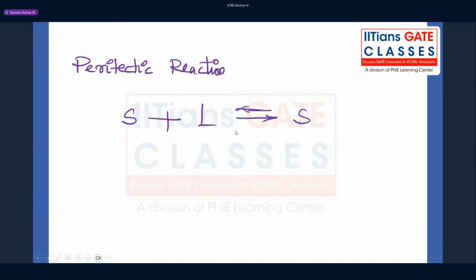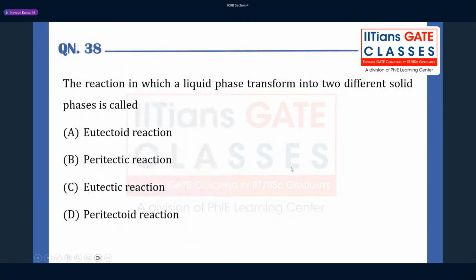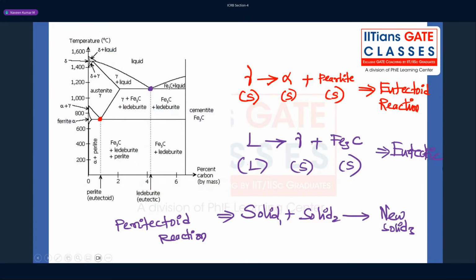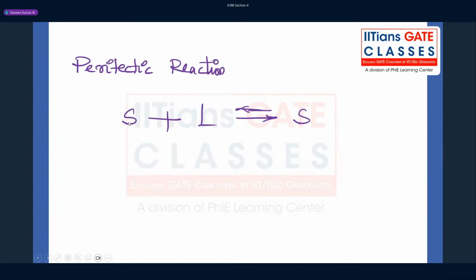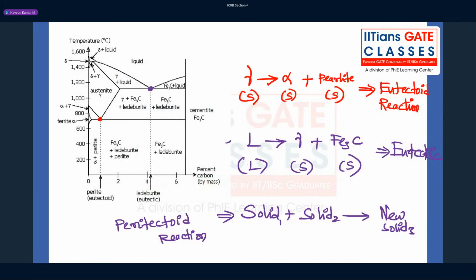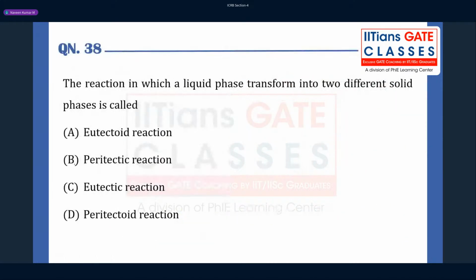Okay, so let's remember this. We'll go to our options. The reaction in which a liquid phase transforms into two different solids, liquid to two solids, is eutectic. Solid to two solids is eutectoid. Two solids to another solid is peritectoid. Solid plus liquid giving a solid is peritectic. So the option for us is eutectic. I'm writing this as eutectic.